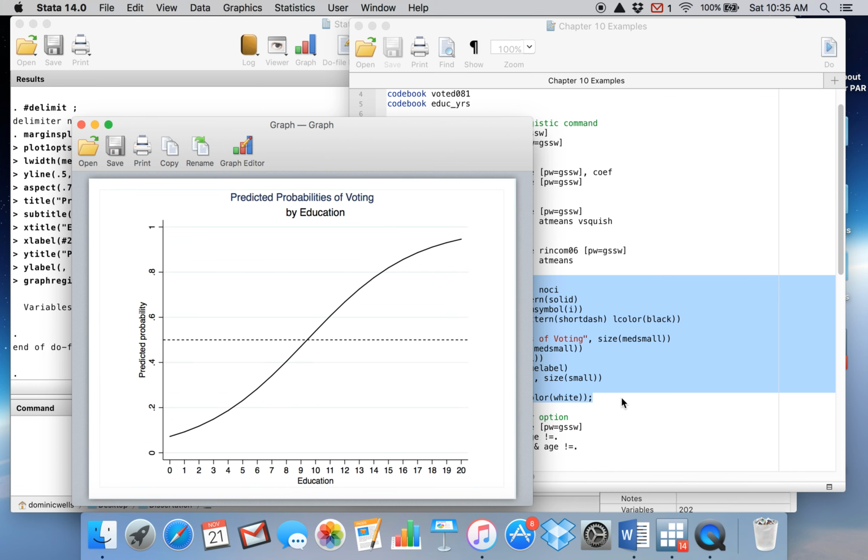All right. So this shows the probabilities we just looked at for each year of education, holding the age at the mean. As you can see, we never get below 0, so your probability of voting can't be negative, and we never get fully to 1. But we do have this S curve, and that's what you end up getting when you're looking at probabilities in logistic regression.